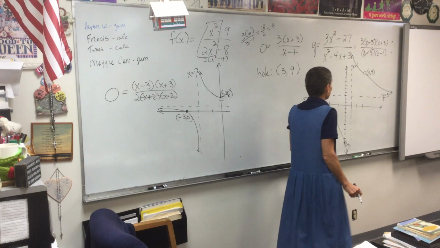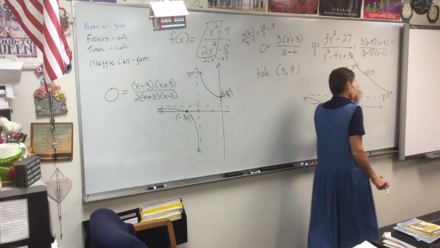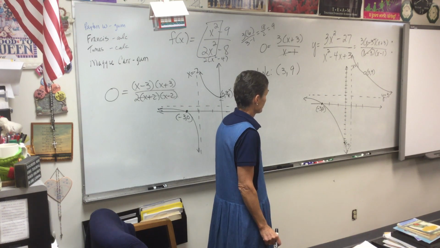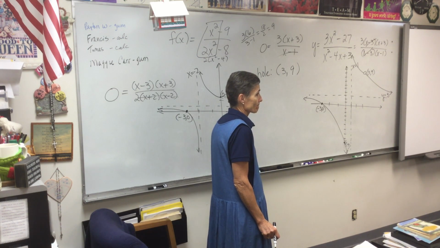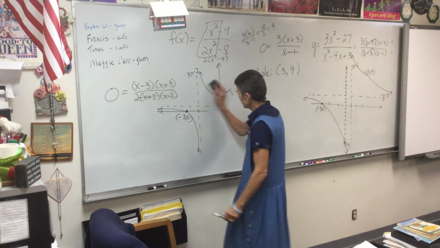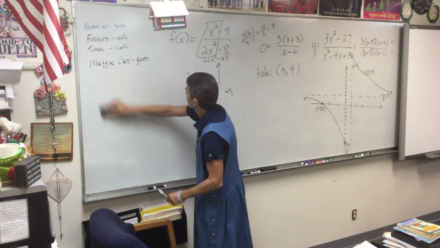You cannot have a 0 and a hole. It's one or the other. And the hole trumps because it's a domain issue. Okay? Alright, let's try one more, see if we can get these kinks worked out.